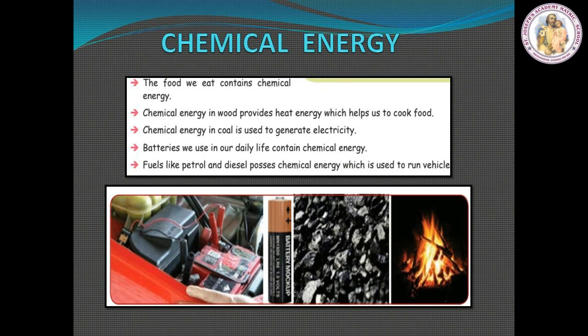Uses of chemical energy. The food we eat contains chemical energy. Chemical energy in wood provides heat energy which helps us to cook food. Chemical energy in coal is used to generate electricity. Batteries we use in our daily life contain chemical energy. Fuels like petrol and diesel possess chemical energy which is used to run vehicles.